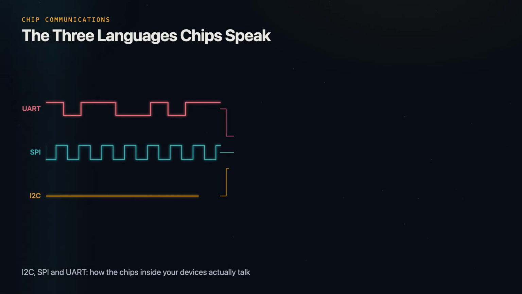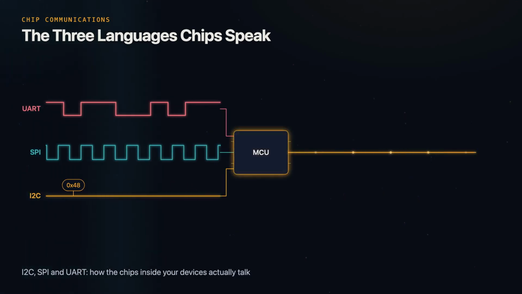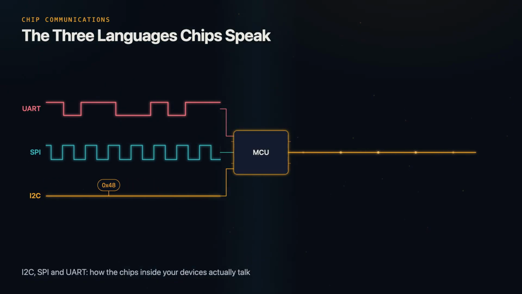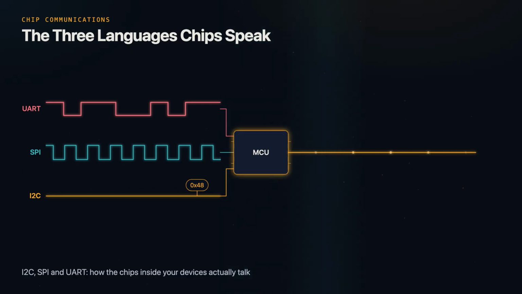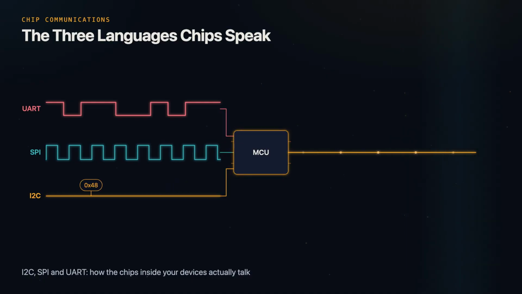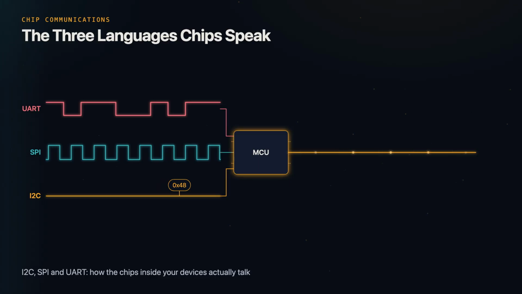Right now, inside the phone in your pocket, dozens of chips are talking to each other. Not over Wi-Fi, over tiny copper wires, using three little languages: I2C, SPI, and UART. By the end of this video, you will be able to read all three.